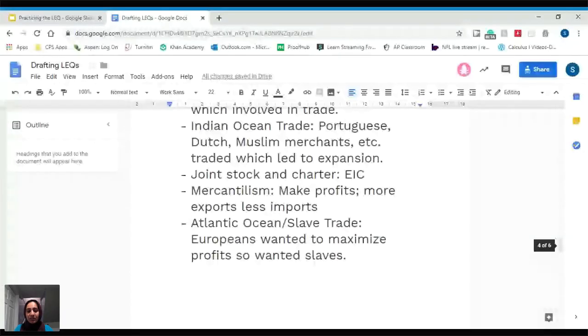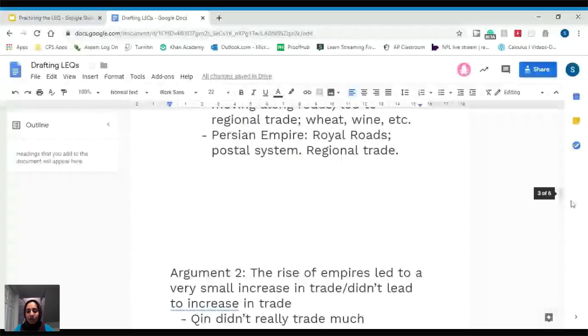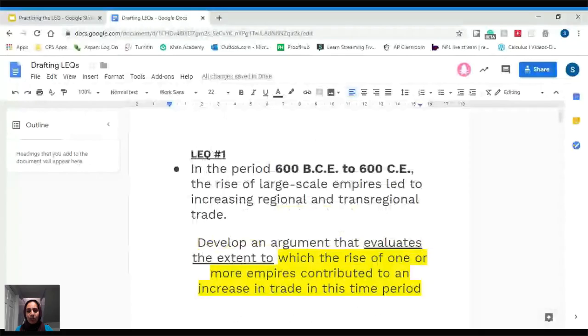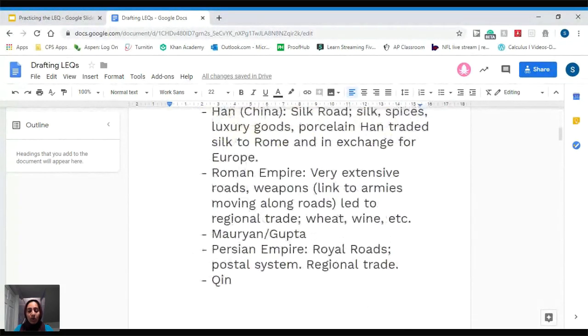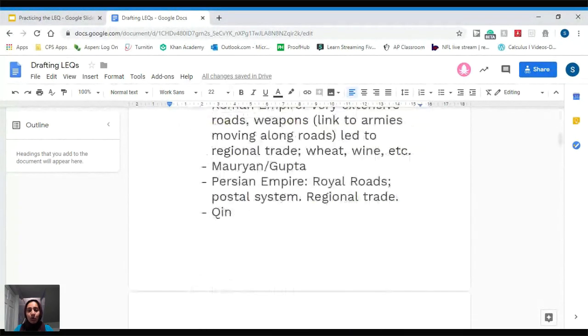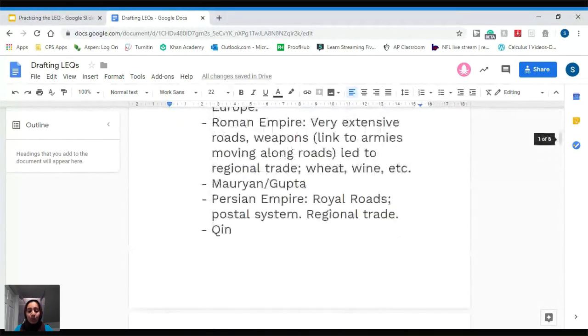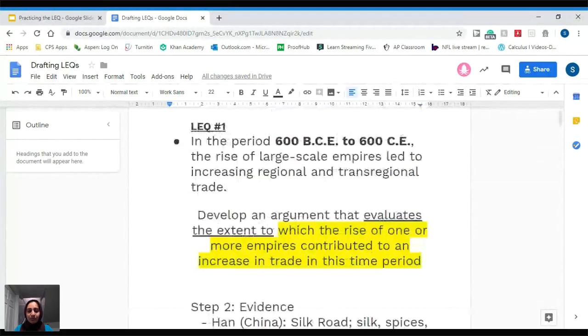So this is basically how, in my AP World class, we tackle the LEQ, how we break it down and make it easier for ourselves. Because if you go into the LEQ without making an outline, your thoughts are just going to be jumbled in your brain. You're not going to have your thoughts organized. So if you write all of this down and organize your thoughts, trust me, it'll be so much easier to write the LEQ. And do this with the DBQ too. It really helps, I promise you.